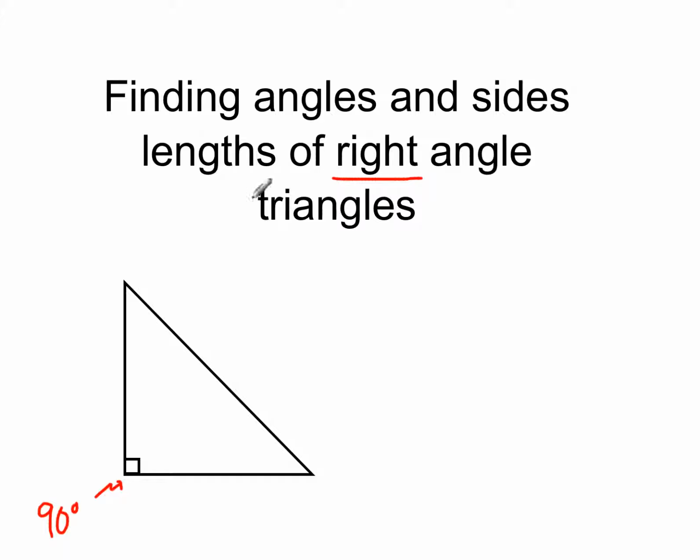Now, directly across from the 90 degrees, or I should say opposite this 90 degree angle, is a familiar word for you, I hope. Hypotenuse. Now, hypotenuse means the longest side of a right triangle. You can also say that it is opposite the 90 degree angle.